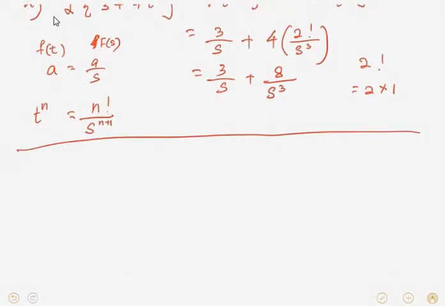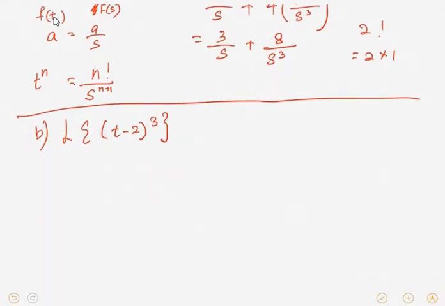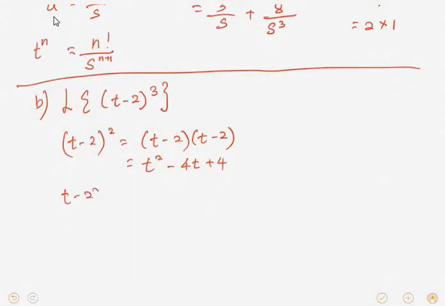Another example that I can show you is the Laplace transform of (t minus 2) power of 3. Let's look at (t minus 2) power of 2 first. We can expand it, so you obtain t power of 2 minus 4t plus 4. For (t minus 2) power of 3, you have (t minus 2) times (t power of 2 minus 4t plus 4).